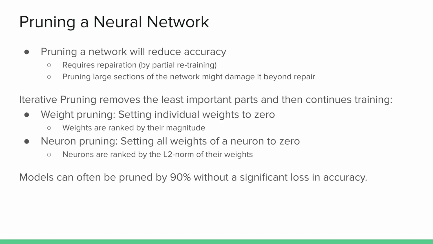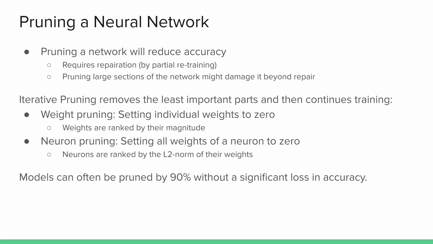Obviously, if we reduce the size of our network and remove neurons, we will reduce the accuracy. That means whenever we prune our network, we might need some form of repair to make sure it still is operational. So we partially retrain our model, maybe for a few epochs. And if we prune a very large part of our network, we might even damage it beyond repair. So be careful whenever you're pruning your network to not overdo it.